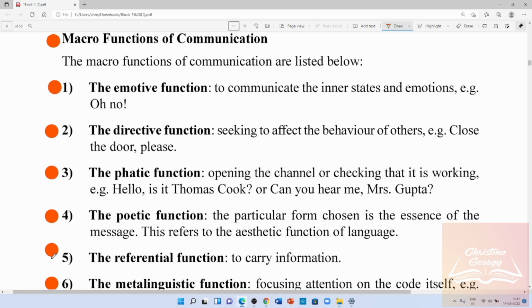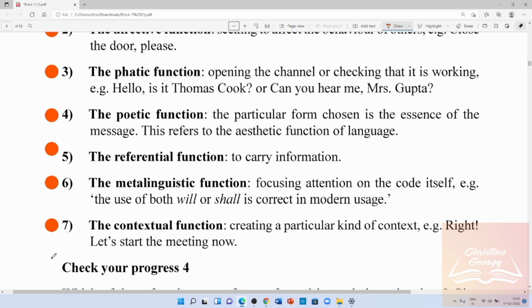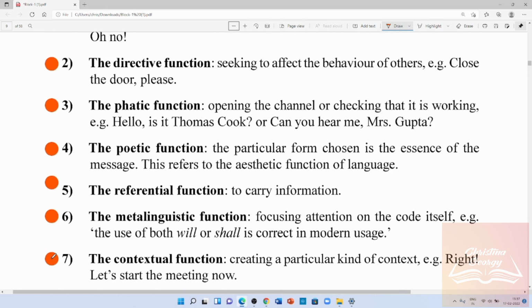Opening the channel or checking that it is working. This comes in while opening the channel or checking that it is working. For example, hello, is this Thomas Cook? Can you hear me, Mrs. Gupta? All such queries could be part of phatic function.